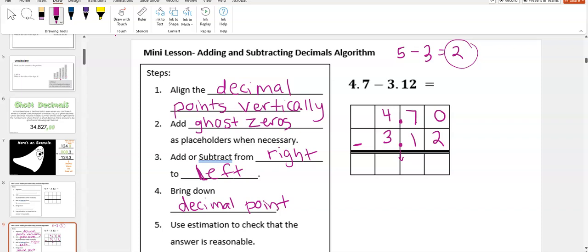All right, we're subtracting. 0 take away 2. I can't do that. I need to regroup. Now I can take 2 away from 10, and that becomes 8. 6 take away 1 is 5, and 4 take away 3 is 1. Bring that decimal down. Now it makes a lot of sense because our estimated number was 2, and 1 and 55 hundredths is very close to 2. So I know that my answer is reasonable.